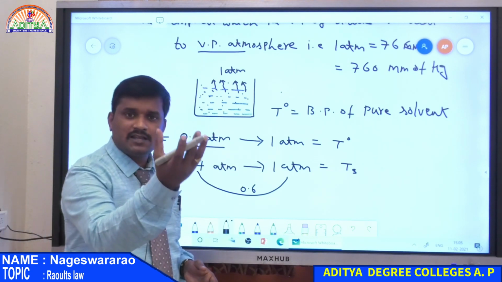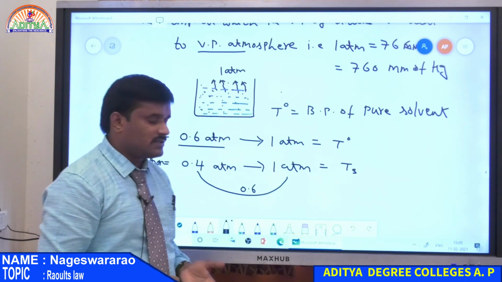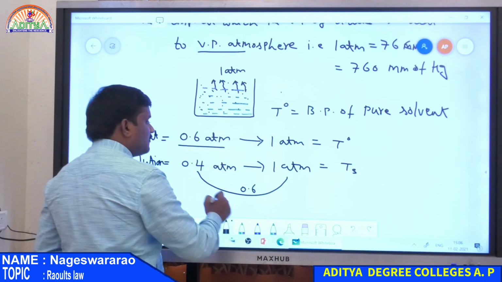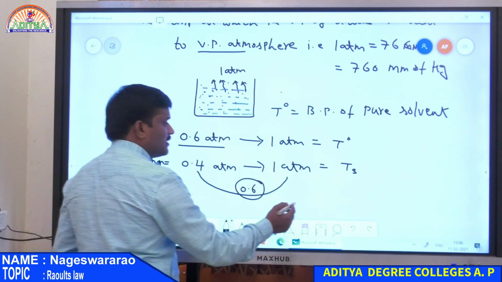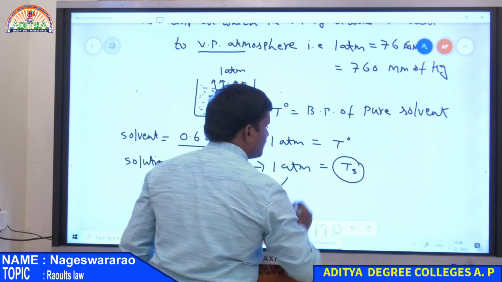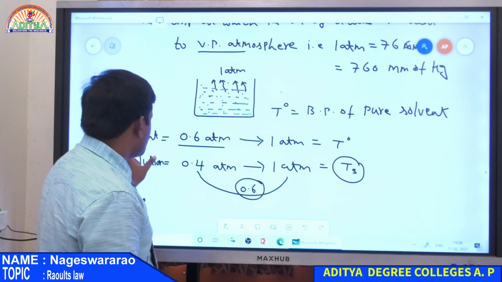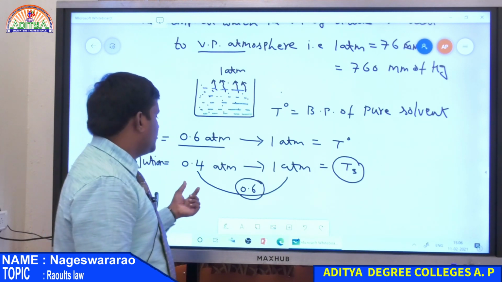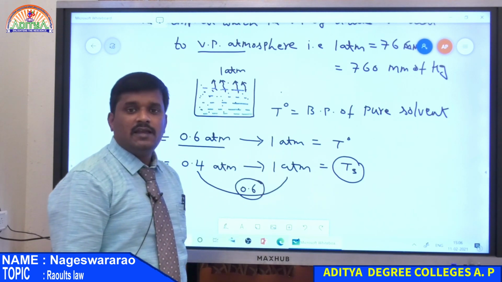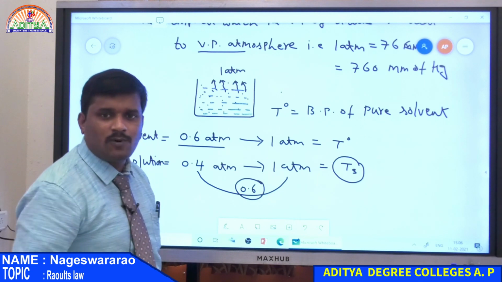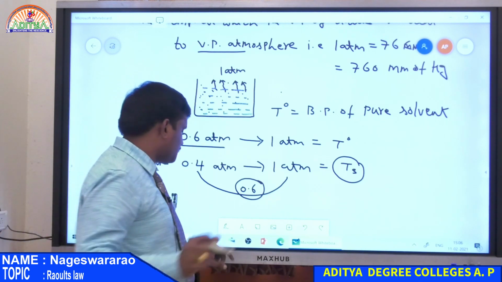As the temperature increases, the vapor pressure of the solution increases. That is why going from 0.4 to 1, a difference of 0.6, takes place only at a higher temperature compared to T naught. Therefore when a non-volatile solute is added to a solvent, the boiling point of the solution increases. That increase in boiling point is known as elevation in boiling point.